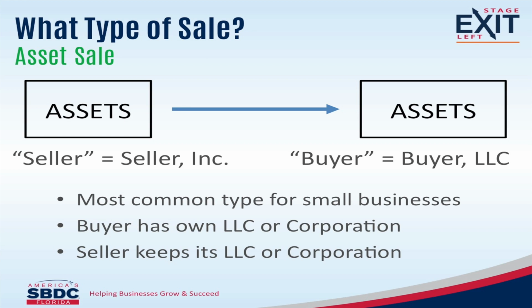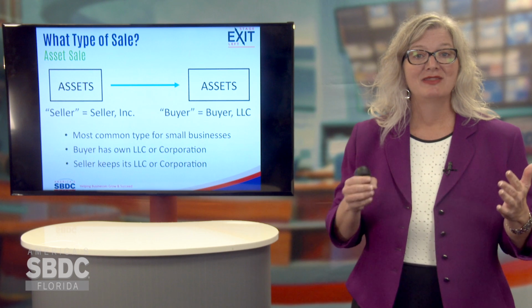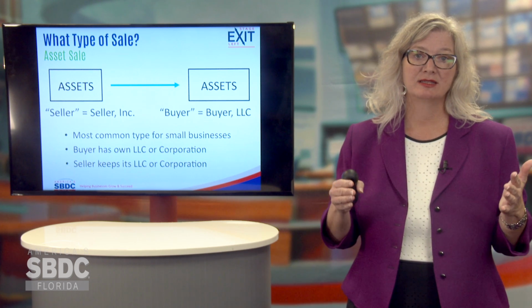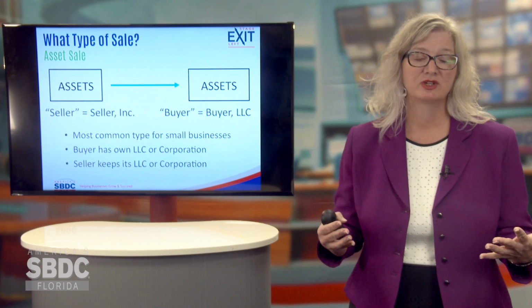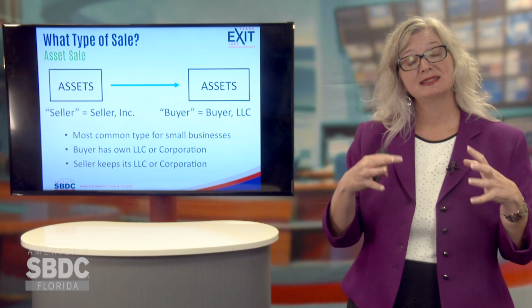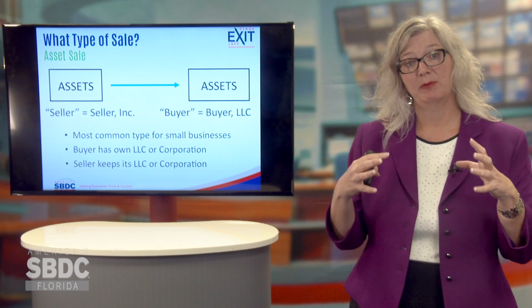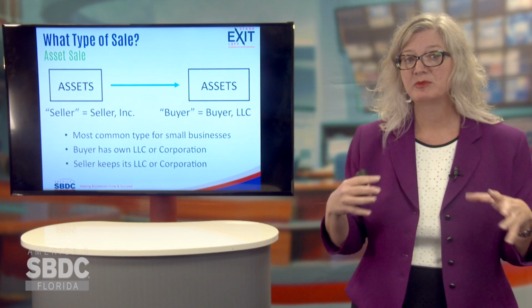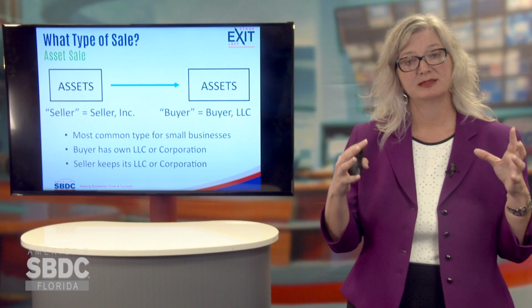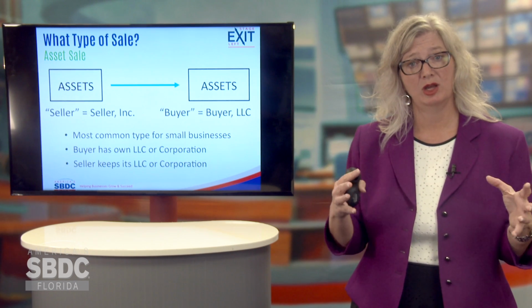So the asset sale, the first type of sale, is the most common for small businesses. If you take a look here at the seller and the buyer, the seller has a business entity. I'm calling it Seller Inc. The buyer has a business entity, and I'm calling this Buyer LLC. The seller, Seller Inc., is the current business that's operating, and that's the one that's for sale. The assets are inside the corporation. That's why the assets are inside that box. Everything the business owns, everything the business does is inside that box. It's the corporation box. The corporation owns it.